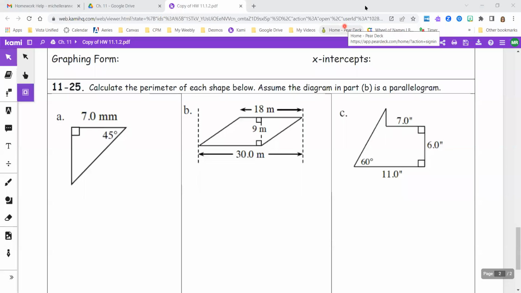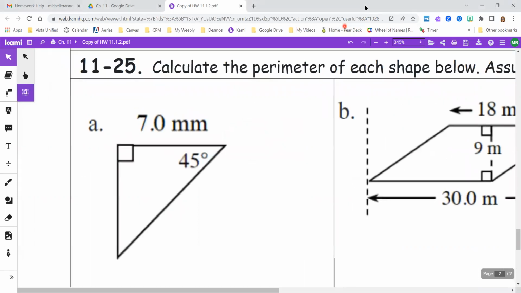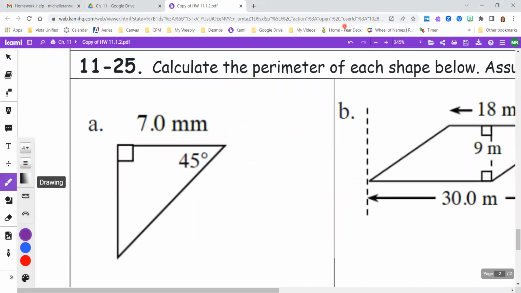So this video is for Integrated 2 Math, problem 11-25. For each of these, we want to find the perimeter, which means we want to find all of the sides. If I zoom in on letter A here, notice that this is a right triangle with a 45-degree angle. So this is actually going to be a 45 degree right triangle. If one of the legs is 7, the other leg is 7.